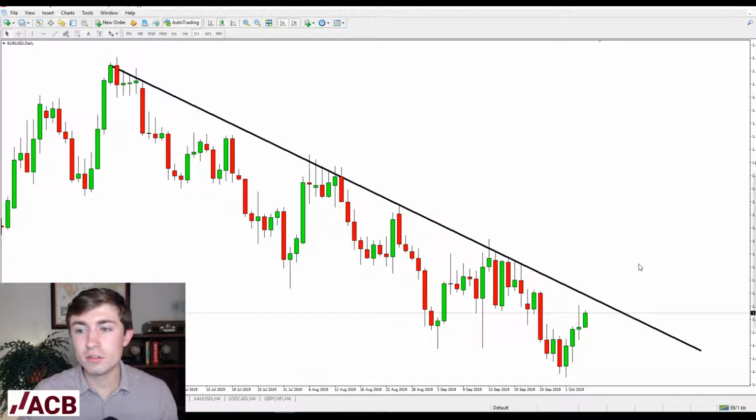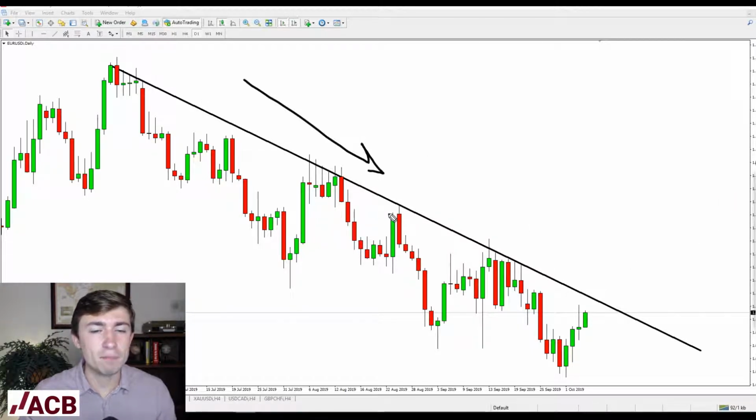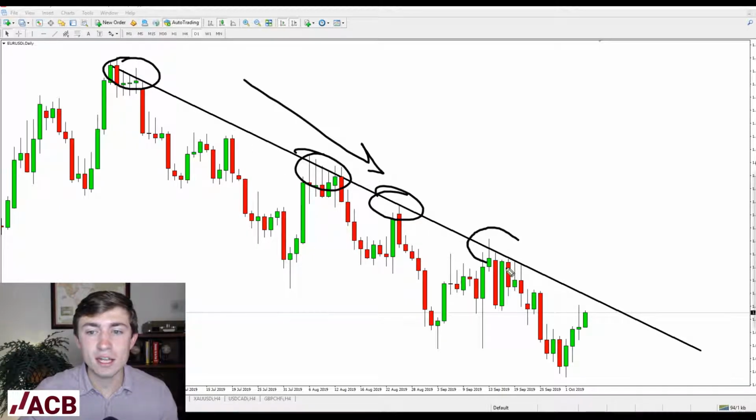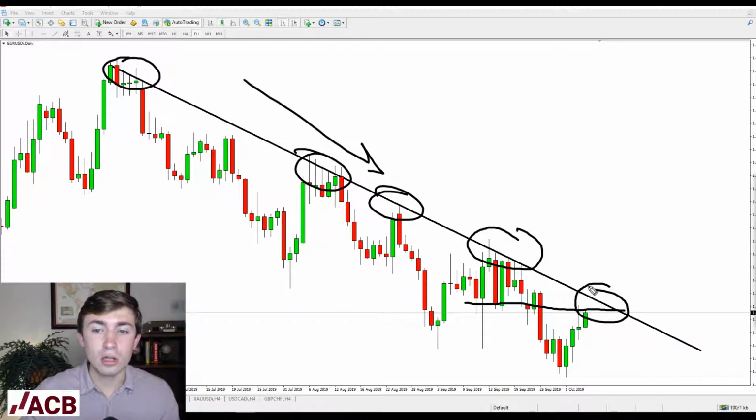So first let's start with euro dollar. I've got this simple trend line here drawn. You can see to the downside we have a lot of bearish momentum, and as price has come up into these regions, historically we've seen a lot of sell pressure. So as price comes into this area, I think that we have a possibility to see some sort of sell side action along this trend line.